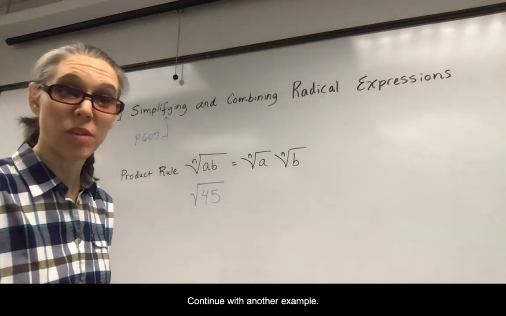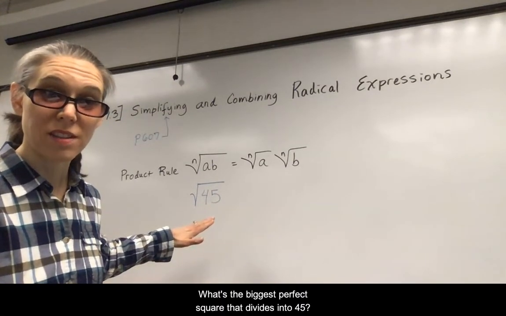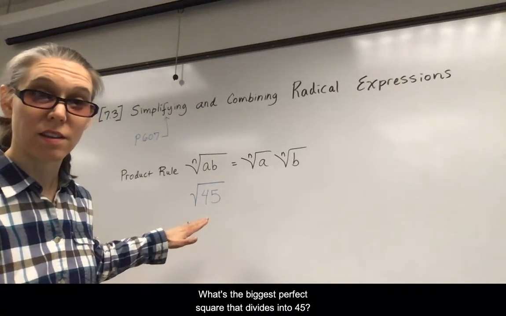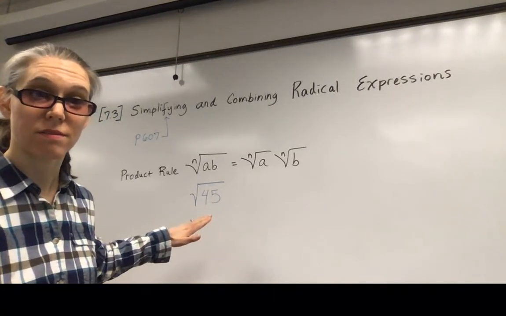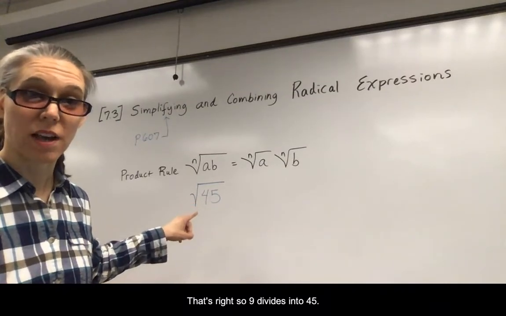Let's continue with another example. The square root of 45. What's the biggest perfect square that divides into 45? 9. That's right. So 9 divides into 45.